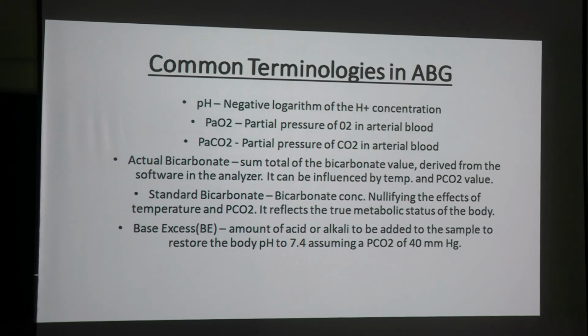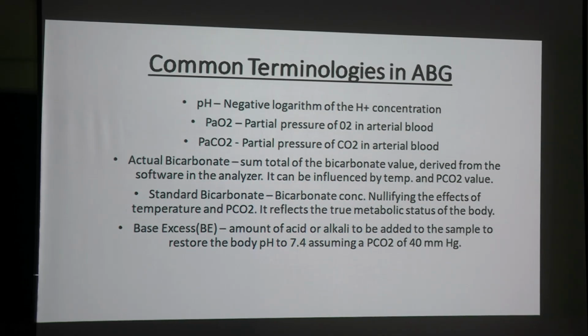And then we will see PaCO2 and PaO2. PaCO2, that is partial pressure of carbon dioxide in arterial blood, and PaO2, partial pressure of oxygen. We will see the PaCO2 value to know the status of ventilation, and PaO2 to know the oxygenation status. Okay.